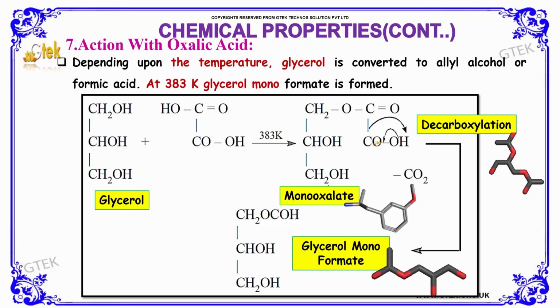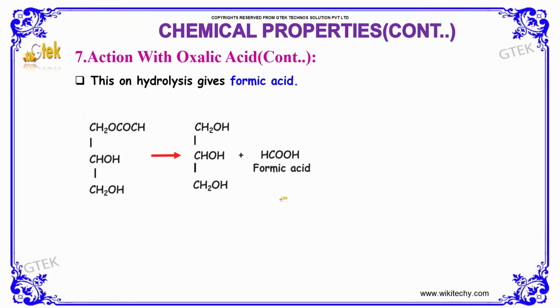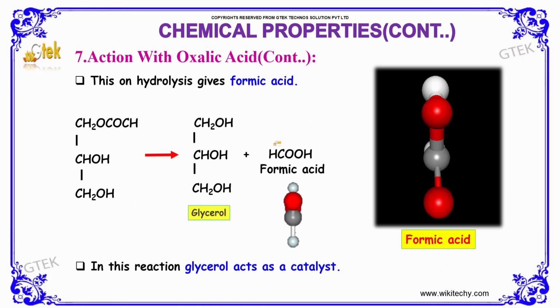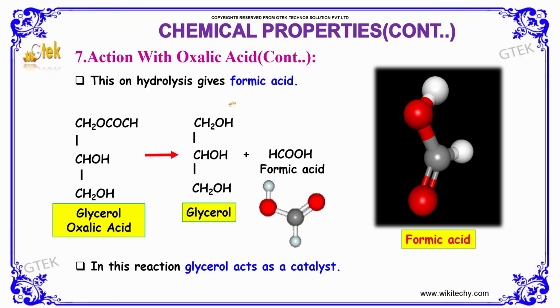Further on, decarboxylation takes place, that is, this double single bond character has to remove this hydrogen bond. Thus, glycerol monoformate is formed. This reaction involves the formation of monooxalate as shown here. The product obtained on hydrolysis gives formic acid.